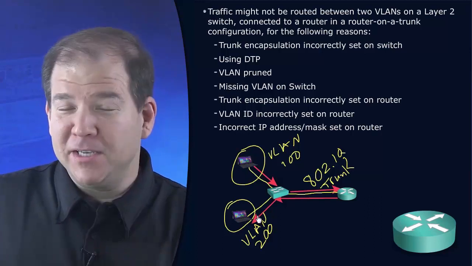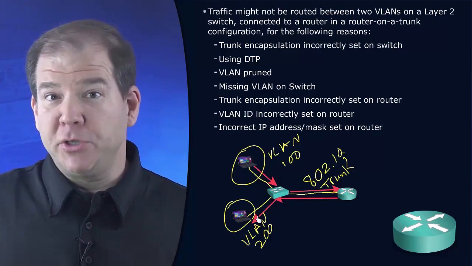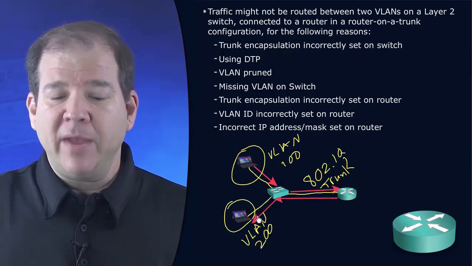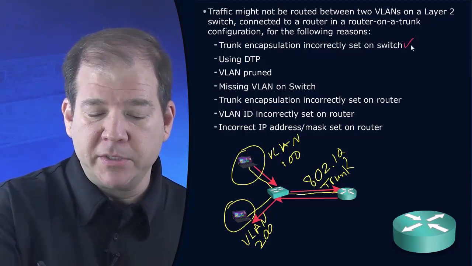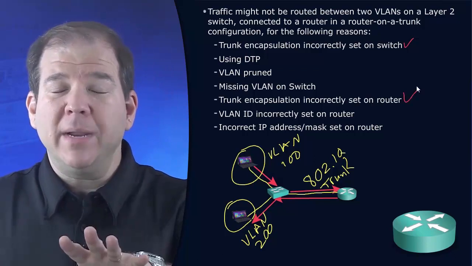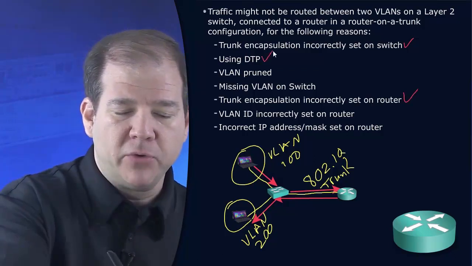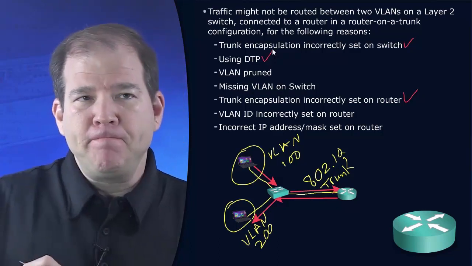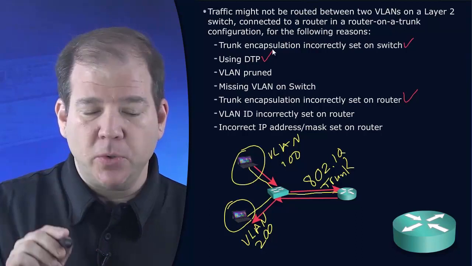What might prevent this from happening? What might go wrong? Well, on screen we see some common troubleshooting targets. We might have an encapsulation issue. Encapsulation has to be set correctly on the switch. It has to be set correctly on the router as well. Also, the router does not dynamically form a trunk. We should not be relying on dynamic trunk protocol. And that means we should go into the switch and hard code the configuration to be a trunk.